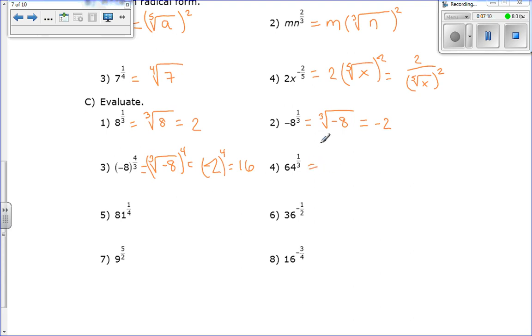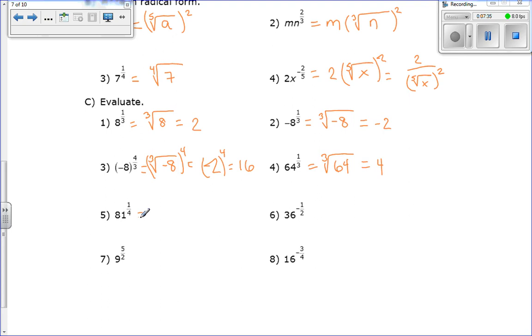For number 4 we have 64 raised to the 1/3 power. 1/3 power is the same thing as the cube root. What times itself 3 times gives me 64? Well, 4 times 4 is 16, times 4 again is 64. So my answer there is 4.